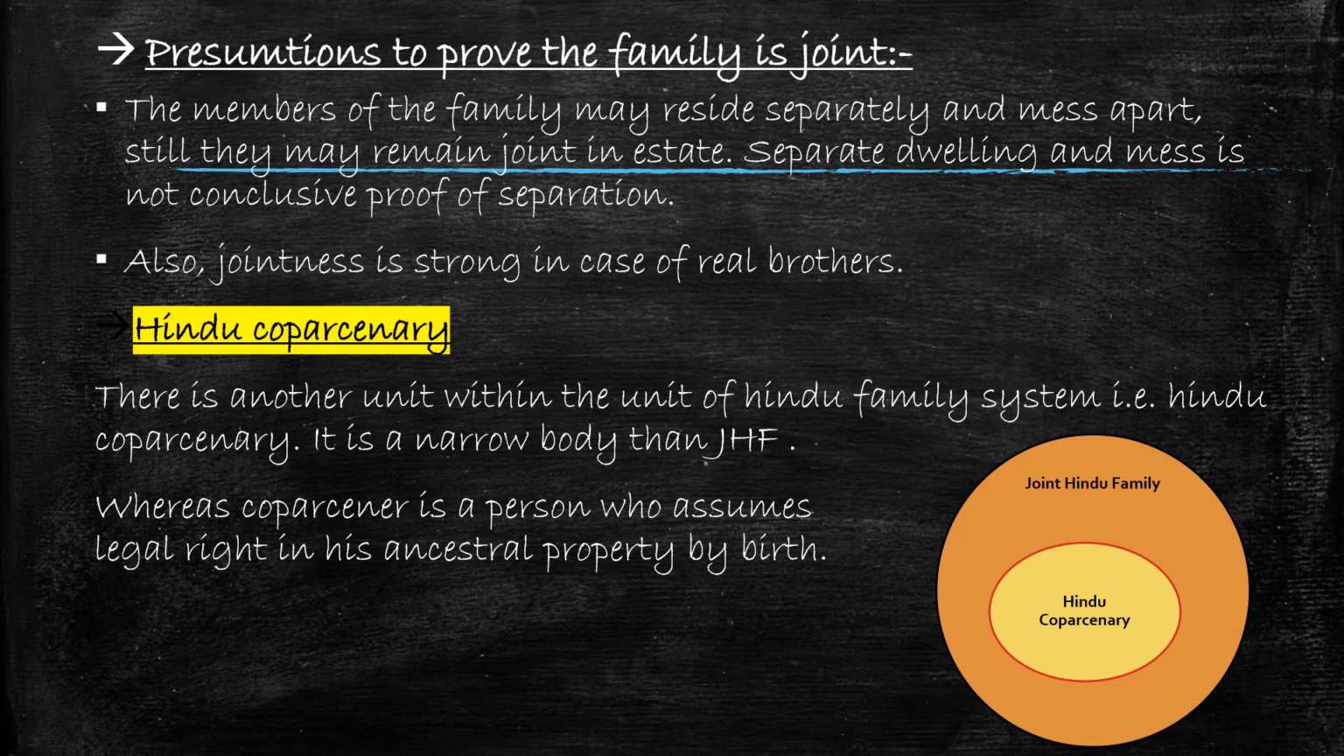Now let's come to the topic Hindu coparcenary. It is another unit within the unit of Hindu family system, that is Hindu coparcenary. It is a narrower body than joint Hindu family, as you can see in the diagram. Whereas a coparcener is a person who assumes legal right in his ancestral property by birth.